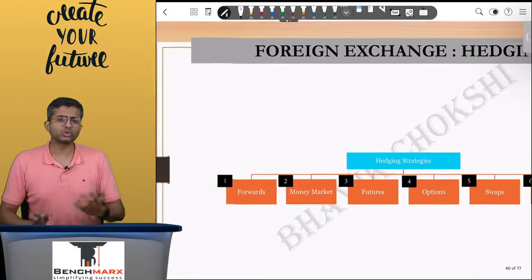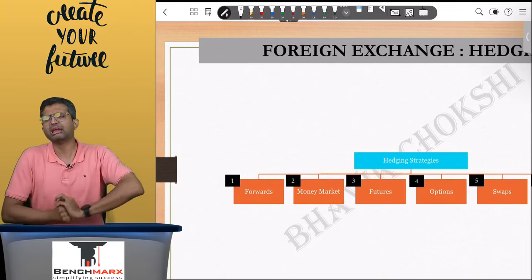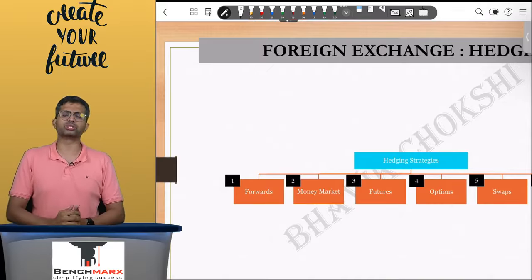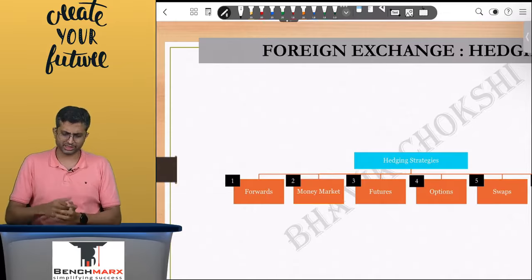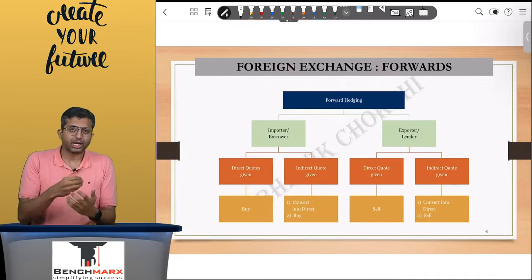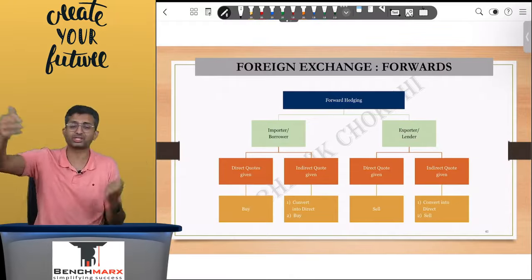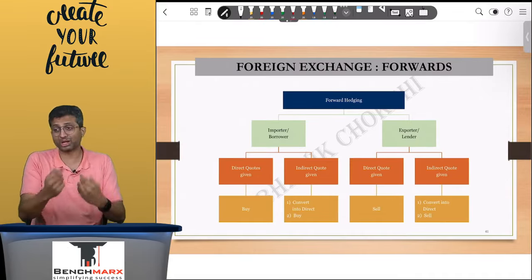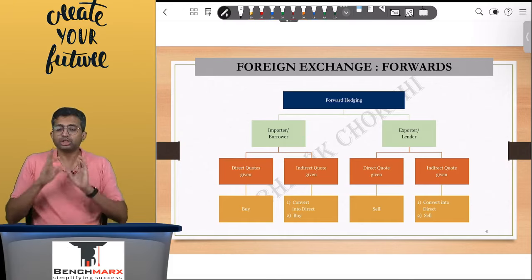Hedging: you can use various products like forwards, futures, money market, and options. There are swaps, but they're not technically hedging products. They help you in reducing the cost, or with forwards if you have to cancel or take early delivery, etc. So when we are looking at forward hedging, if I'm an importer or a borrower, then in order to hedge I will need to pay. If I have to pay dollars, I need to buy the dollars, and hence if a direct quote is given, I will buy the dollars. If I'm an exporter, I'm going to sell the dollars, in which case I will take a forward in order to sell the dollars.